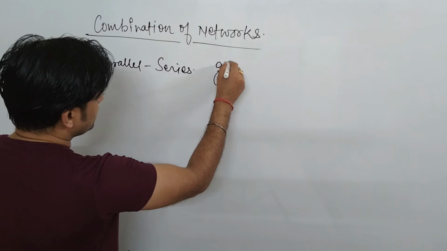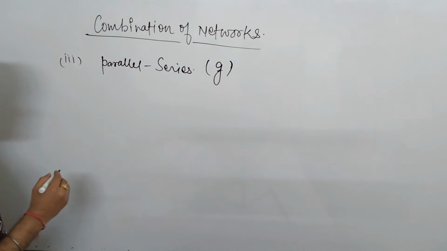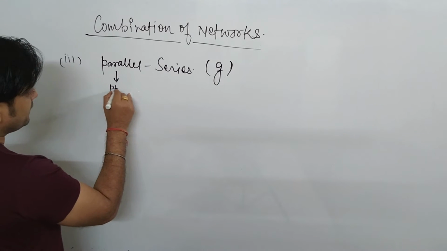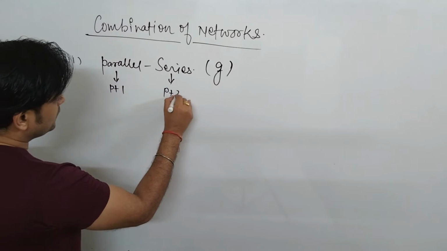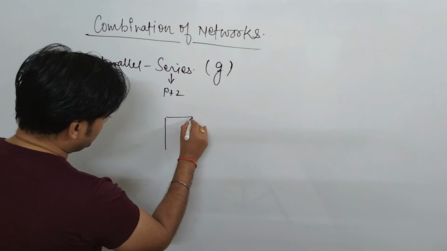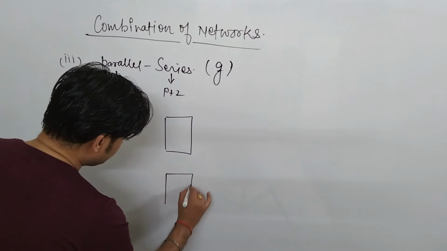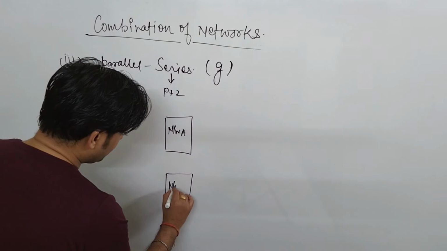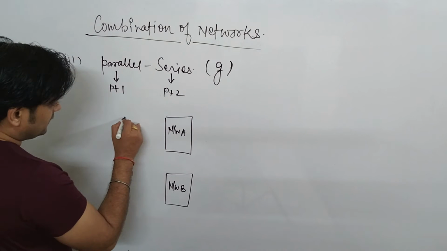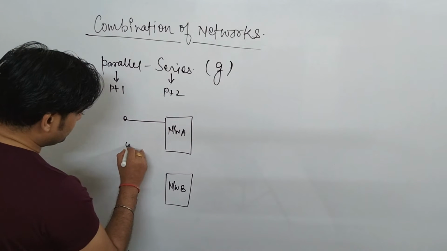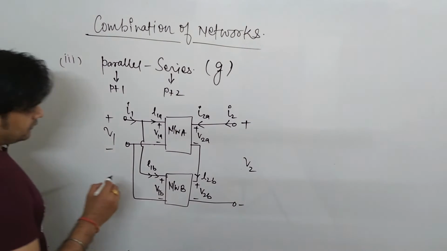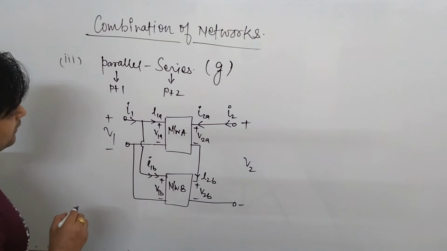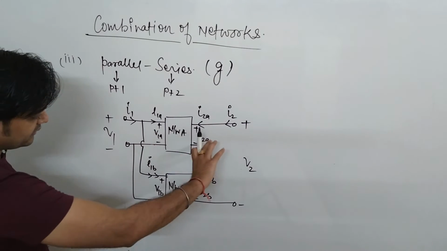So as I mentioned here, we will find G parameters. Parallel series means this is your port 1 and this is your port 2. So if this is a two-port network, say this is network A and this is network B. Now this is the condition: the two networks are connected in parallel form at port 1 and in series at port 2.